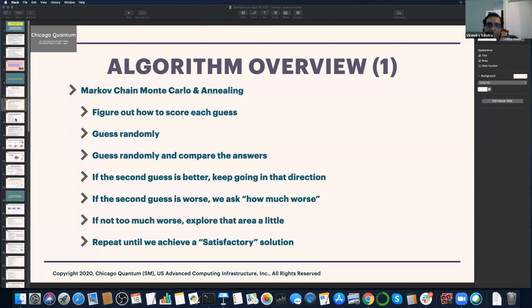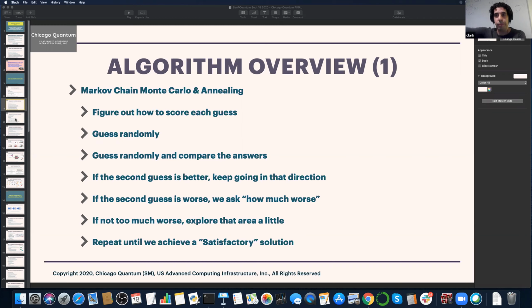Yeah, that's exactly right. So in annealing, what we have is some parameter. In thermal annealing, we have a temperature. So we start our algorithm being hot. We say, okay, take a guess, take another guess, compare them, go in the direction of the better one. And then make another guess. Is it better or worse?